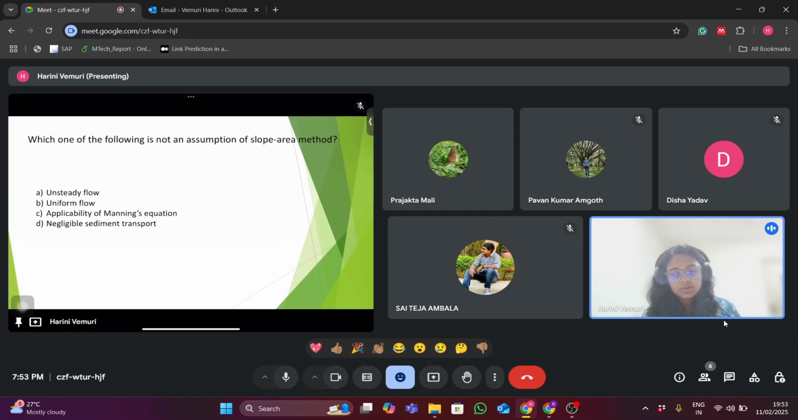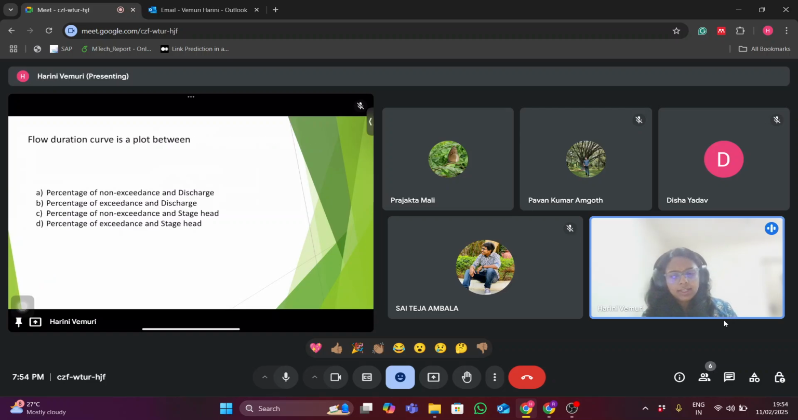So the next question is, which one of the following is not an assumption of slope area method? The first option is unsteady flow, second option uniform flow, third option is applicability of Manning's equation, and fourth option is negligible sediment transport. We have seen that in slope area method, the first assumption is the flow should be steady. So the answer is option A.